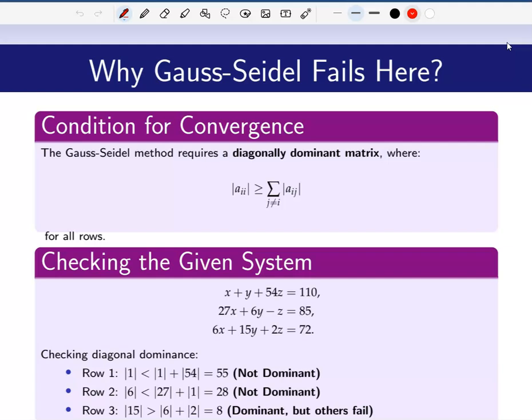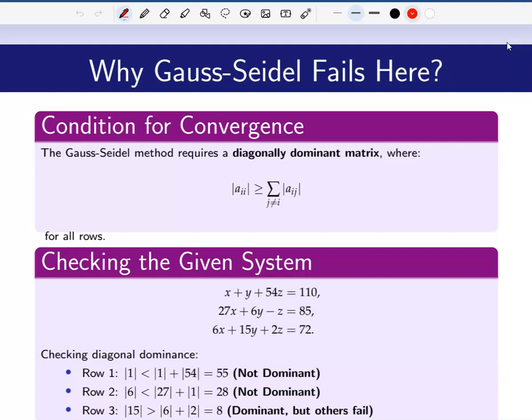One critical requirement is diagonal dominance. The Gauss-Seidel method requires a diagonally dominant matrix, where the modulus of a_ii is greater than or equal to the summation of the moduli of the other elements a_ij, where j is not equal to i, for all rows. Diagonal dominance means that in each row, the absolute value of the diagonal element should be greater than or equal to the sum of the absolute values of the other elements in that row.